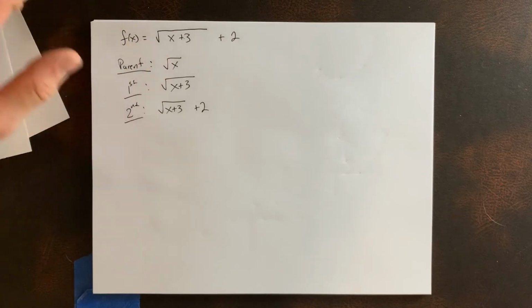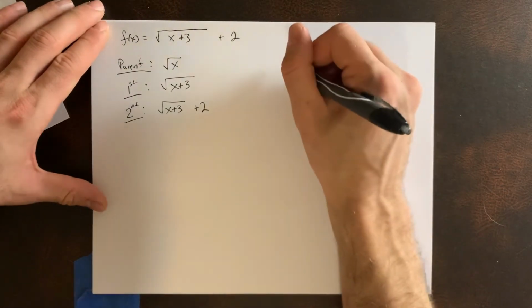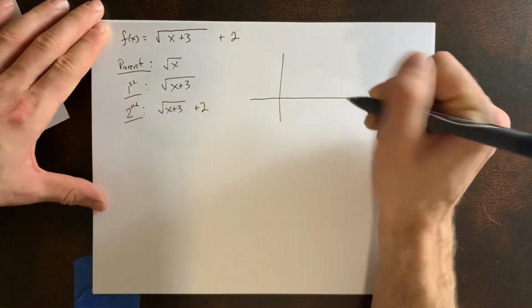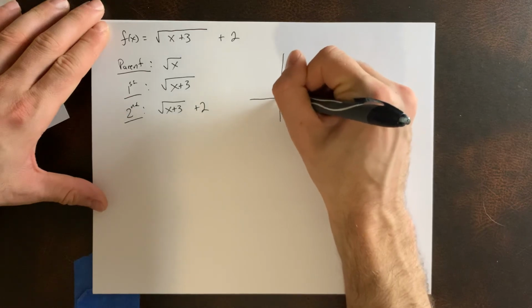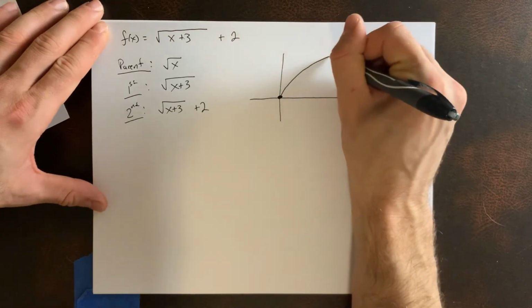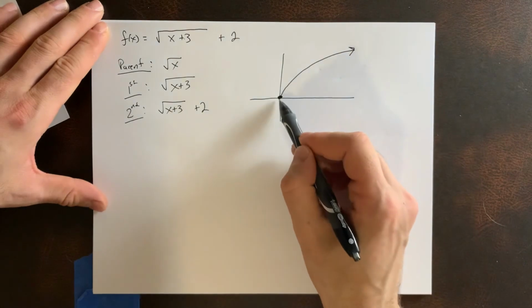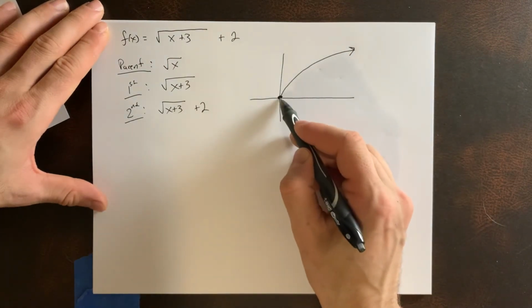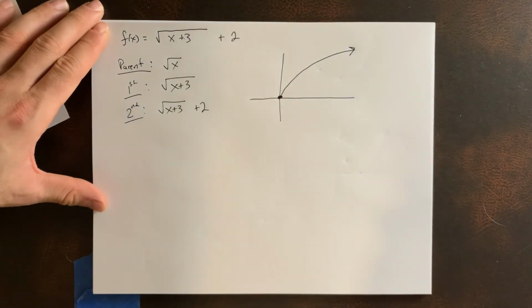Okay, so let's start with the parent function, just graphing square root of x. So for this one, again, you just need to have it memorized. And so it starts at the origin, and it makes this shape. And there's no points back here. So it just starts right here and does this. Okay, so now let's put some points on it.